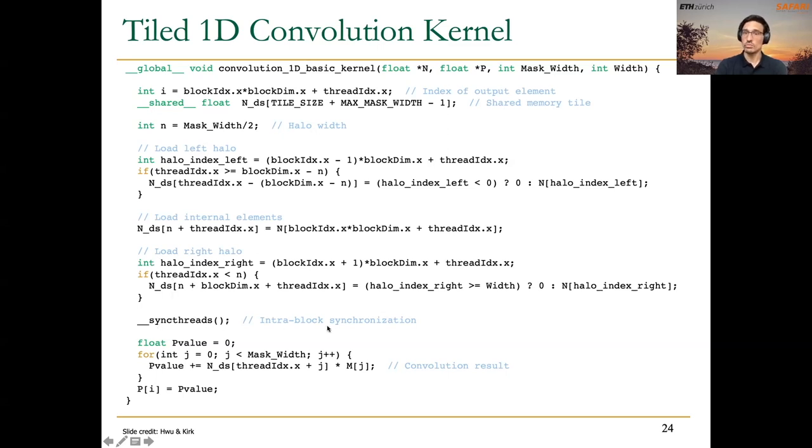Then we synchronize. Remember that in each thread block we have multiple warps running, and these warps are, let's say, interleaved in their execution. So we have to make sure that all the warps reach this point before performing the actual computation, which now uses M, the mask residing in constant memory, as you already know, and N, the input tile now residing in shared memory. We perform multiplication and accumulation in this P value, and finally, after finishing this for loop, we can write the output to the corresponding position of the output array P.